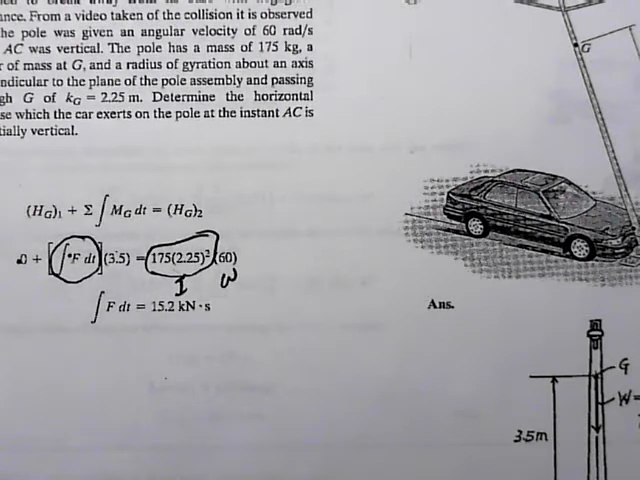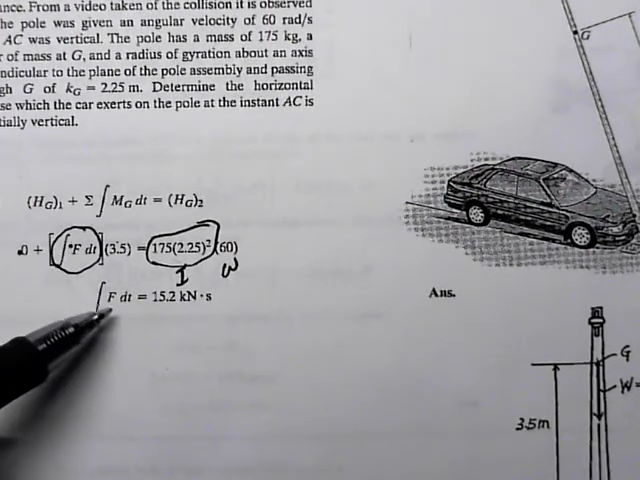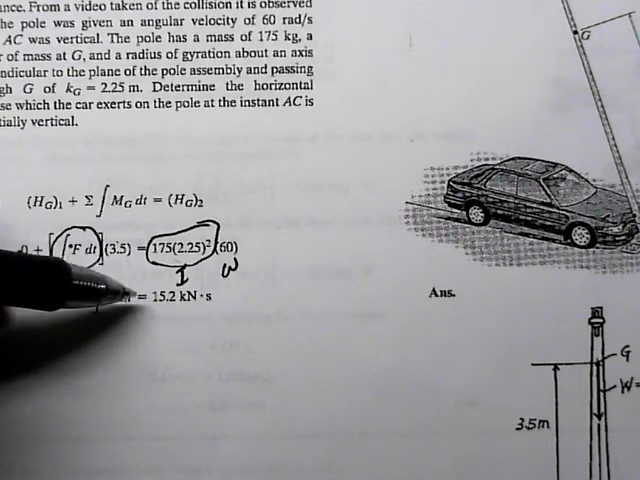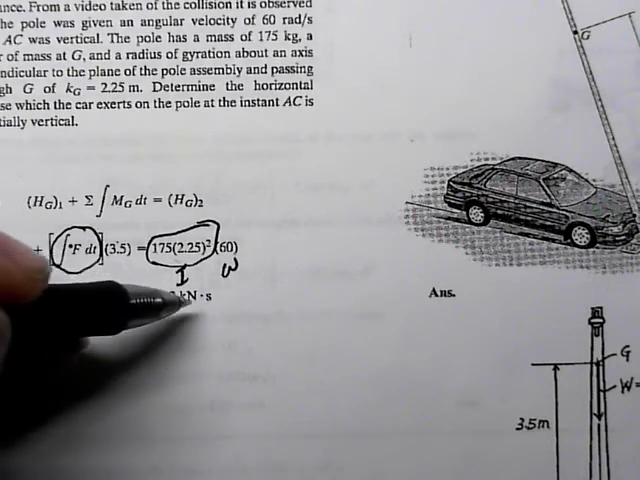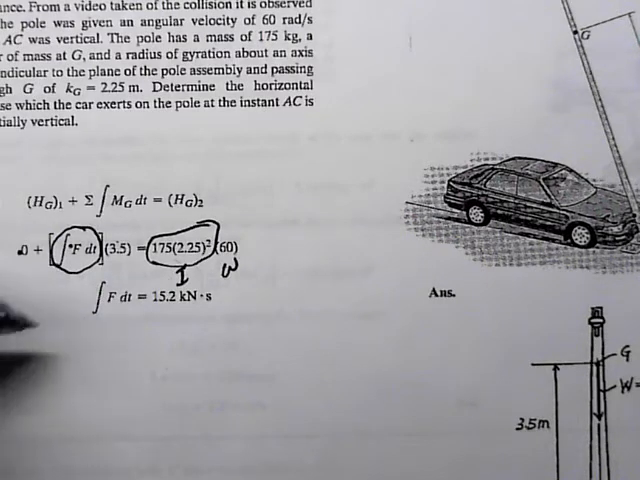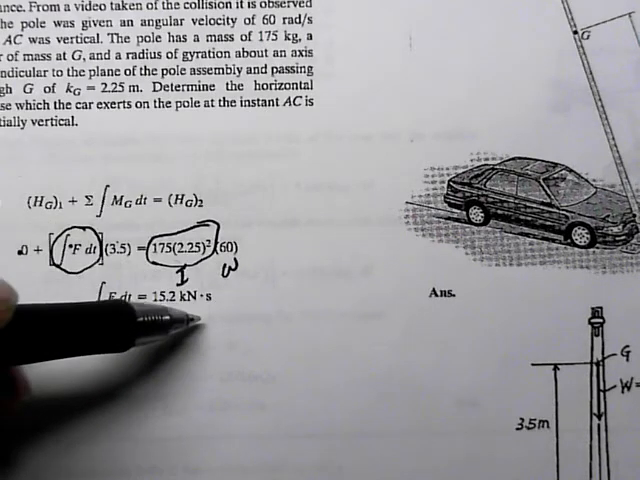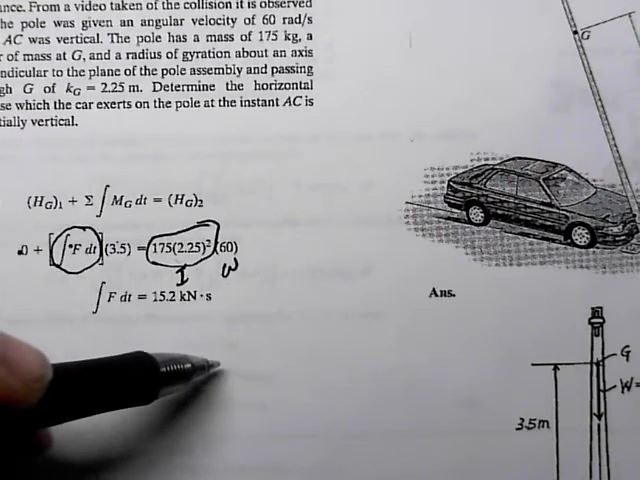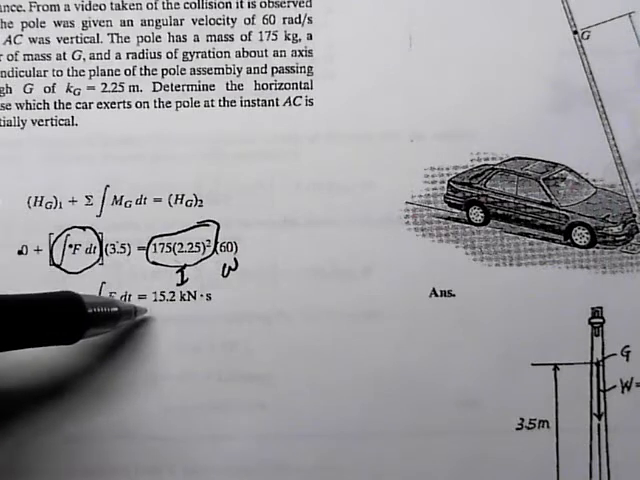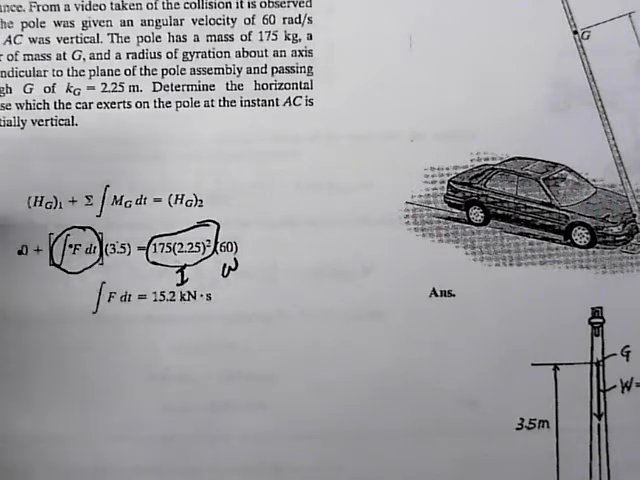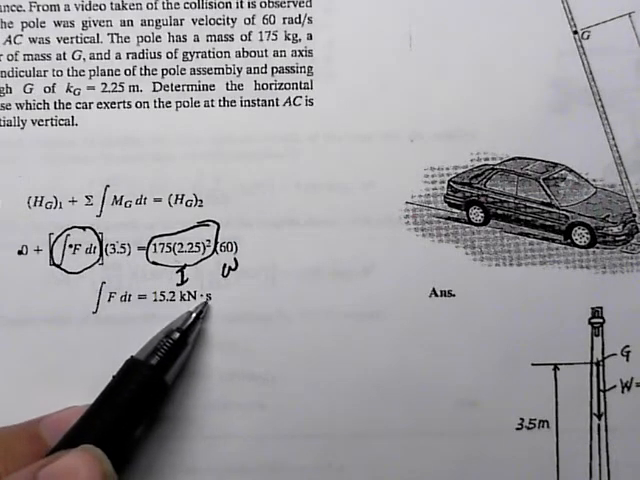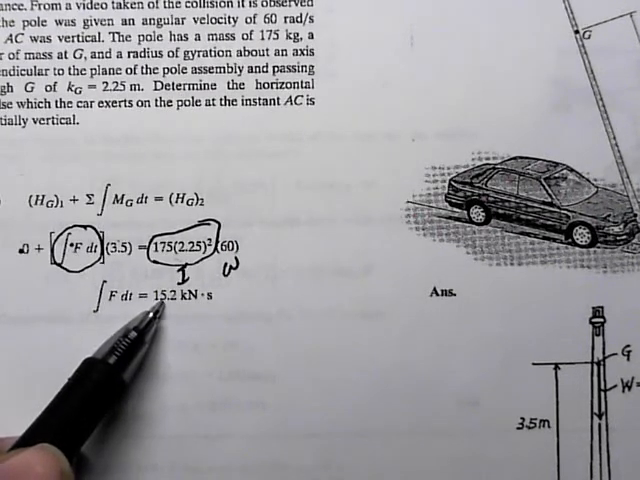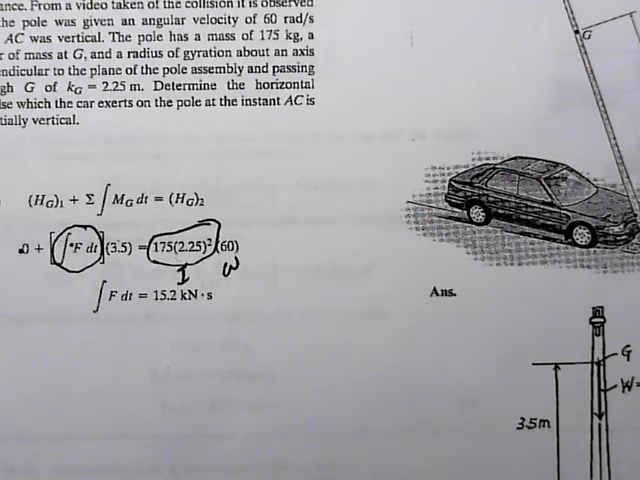And the only unknown in this problem then is that linear impulse, which came from the car, of 15.2 kilonewton seconds. So if the impact duration took an entire second, which it almost certainly didn't, it occurred in much less time than that, then 15.2 kilonewtons. As the impulse time goes down, the peak force goes up. And for the data that we have, that's unknowable.